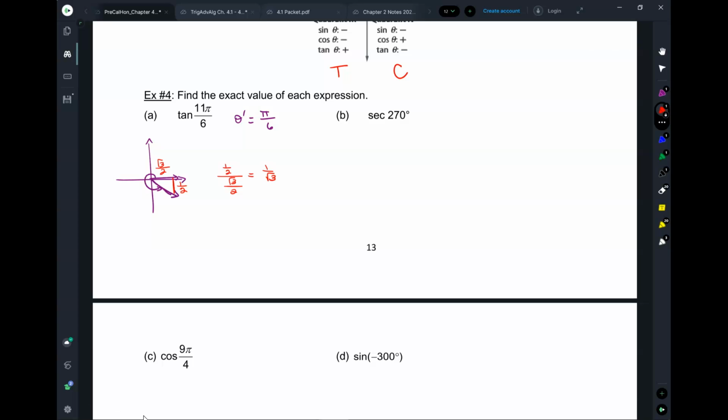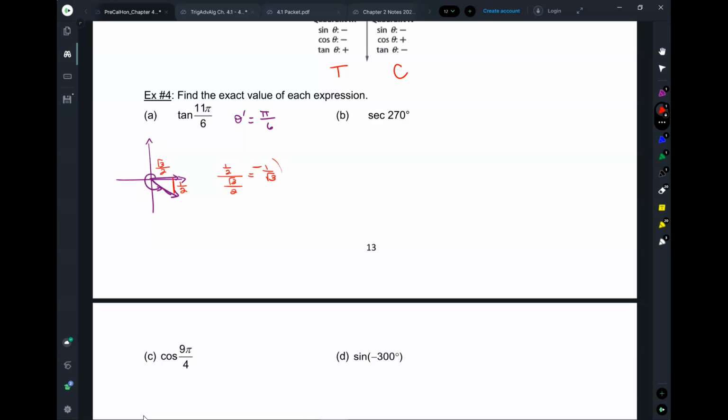Okay? Is pi over 6 45? You tell me. No, I'm trying to learn the units. So pi is 180, right? Over 6, that's 30. Okay? So that's going to be 1 over root 3. Okay, so is it going to be positive or negative? Negative.